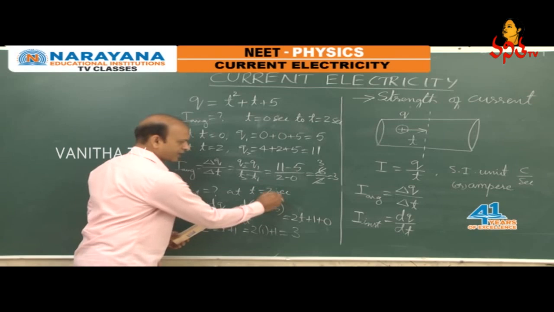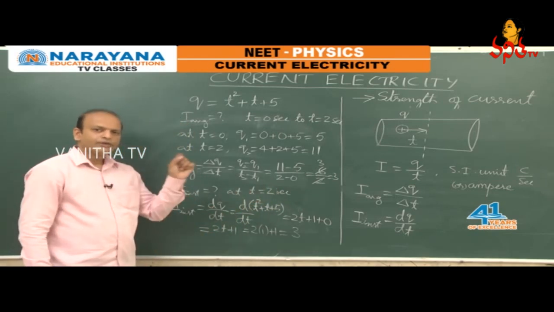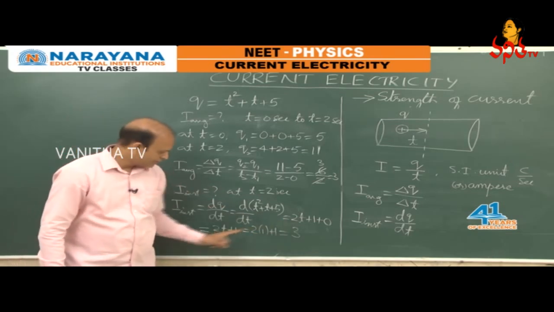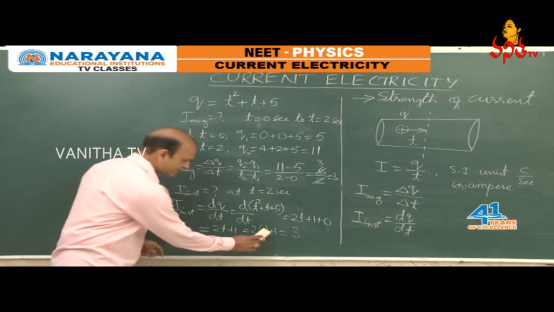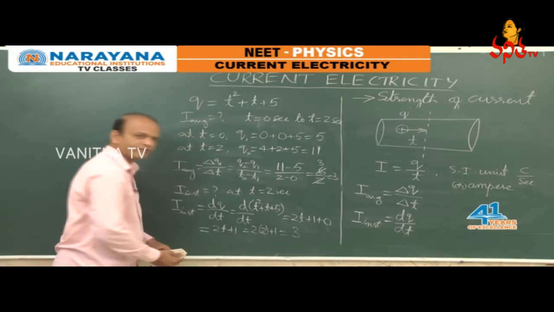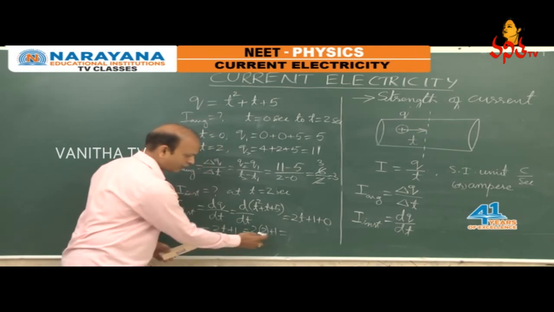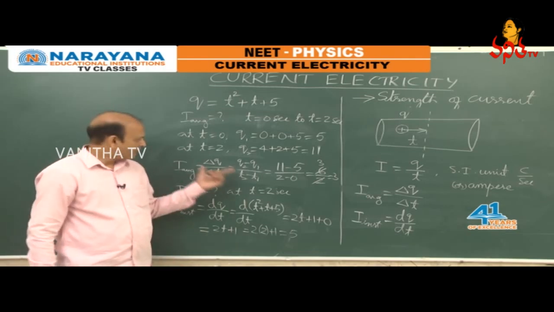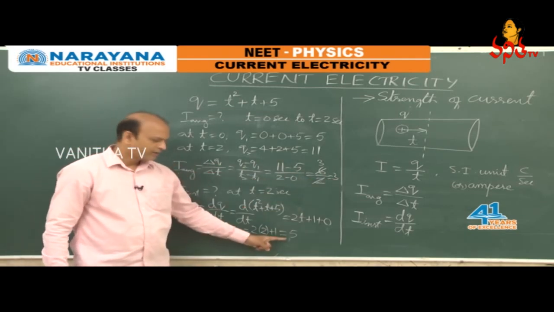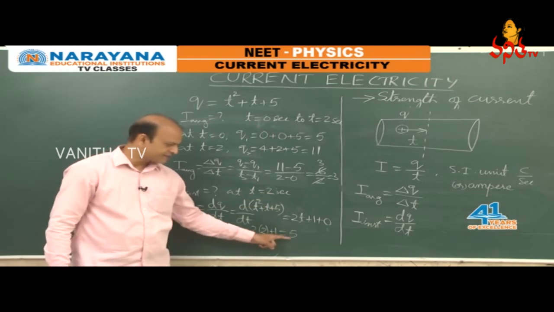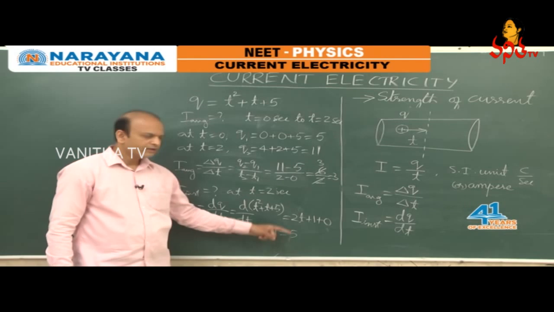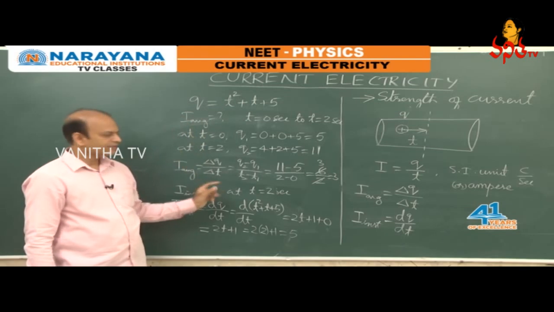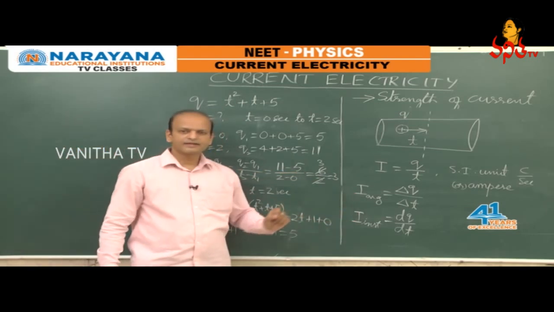Suppose at another moment, say at the 2 second instant, we calculate the current. What will be the instantaneous current? The differentiation we got is 2t plus 1; substituting t as 2 second, it will be 4 plus 1, so 5 ampere current will be passing. So average current is 3 ampere, and instantaneous current at the moment of 2 second is 5 ampere. Here the charge is varying. In case of varying charge, average and instantaneous currents are different.